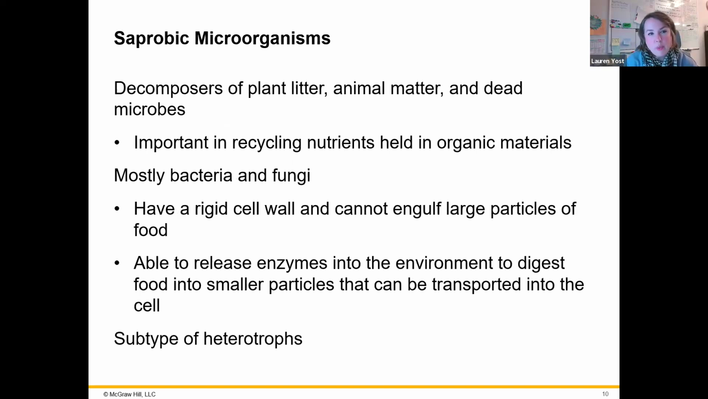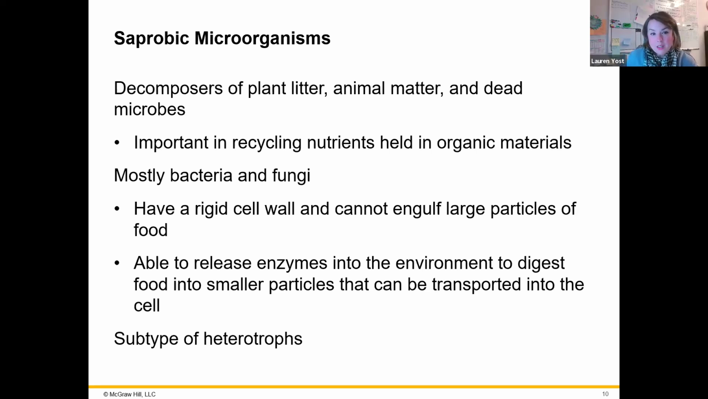So there's another category that we call saprobic organisms. This is kind of like a subtype of the heterotrophs, but they're not feeding off of living targets or anything like that. They are specifically breaking down or decomposing dead matter. And so this could be dead plant matter, animal matter, dead animals, microbes, anything that's non-living and that we are decomposing. Our saprobes are what break those things down.